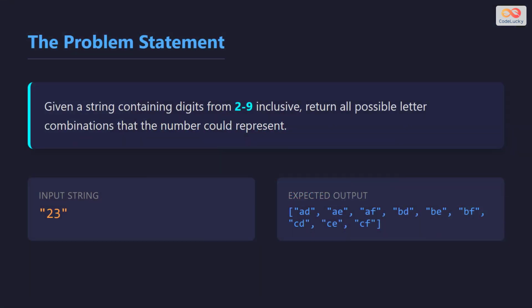Here is the challenge. We are given a string of digits, containing numbers from 2 to 9. Our goal is to return all possible letter combinations that these numbers could represent. For example, if the input is the string 23, the output should be a list containing strings like ad, ae, af, and so on.